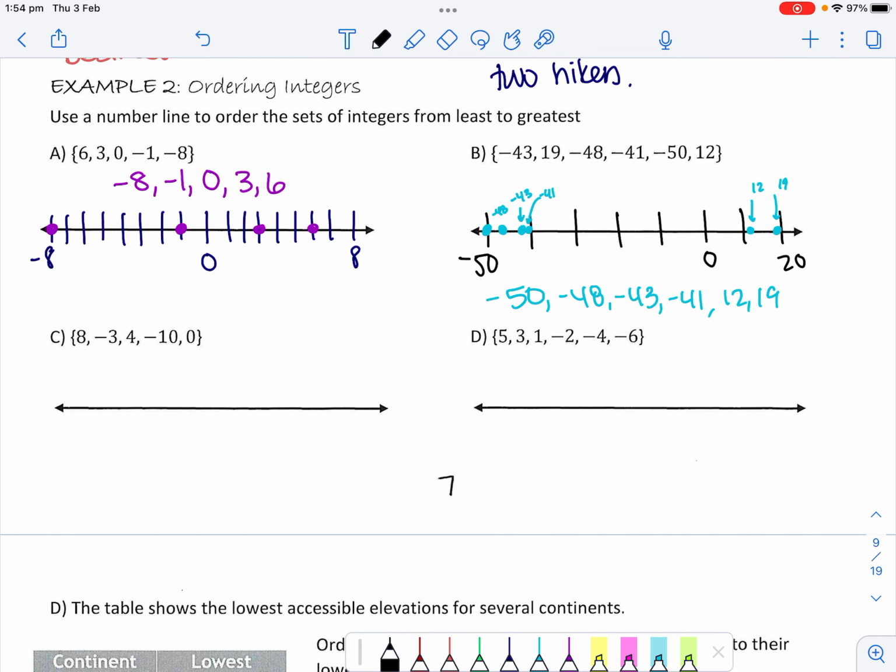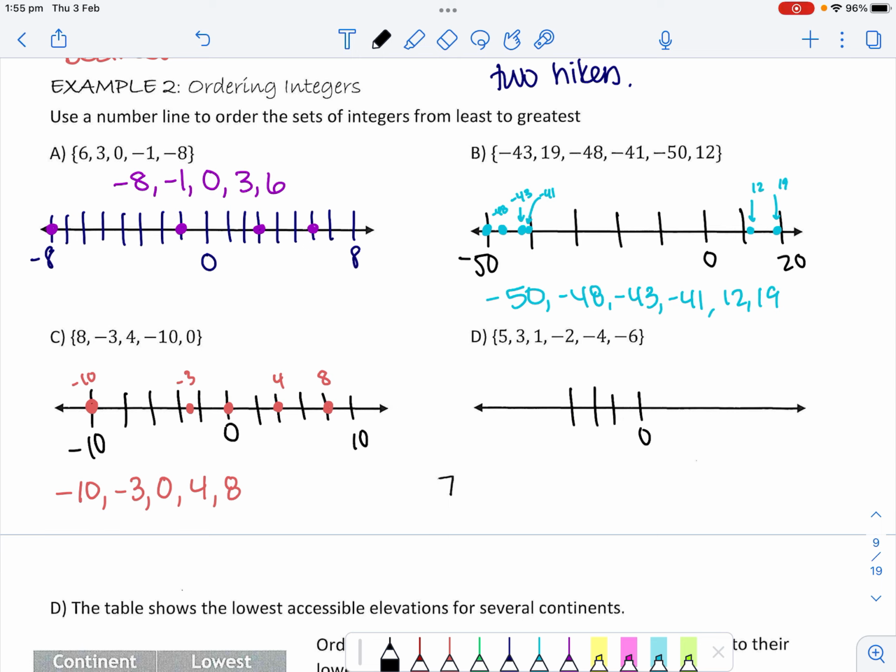So on the next one, I'm going to have my 0. So 2, 4, 6, 8, 10. 2, 4, 6, 8, 10. So negative 10. Negative 3, so in between 2 and 4. 0. 4. And then 8. So the order of my integers is negative 10, negative 3, 0, 4, and 8. Again, listing those numbers from left to right after I've graphed them on the number line.